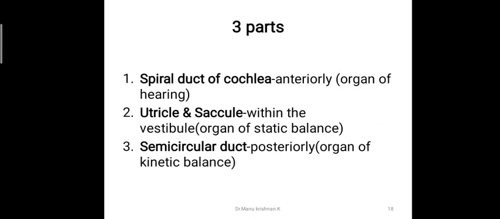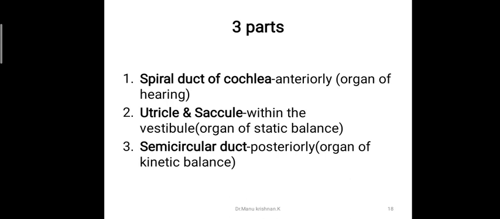The 3 parts of the membranous labyrinth are the spiral duct of cochlea anteriorly, which is an organ of hearing, then the utricle and saccule, which is placed within the vestibule, and it helps in maintaining the static balance, and the semicircular ducts, not canals, the semicircular ducts, which is the organ of kinetic balance. So these are the 3 parts of the membranous labyrinth.